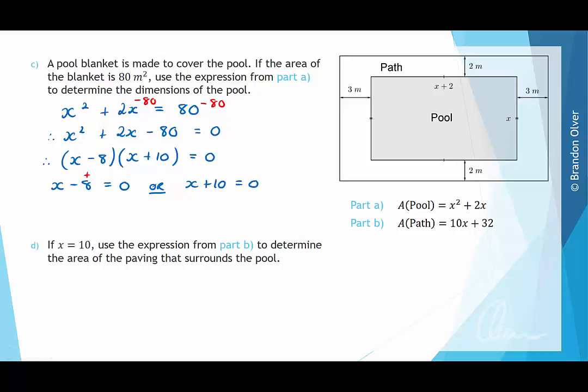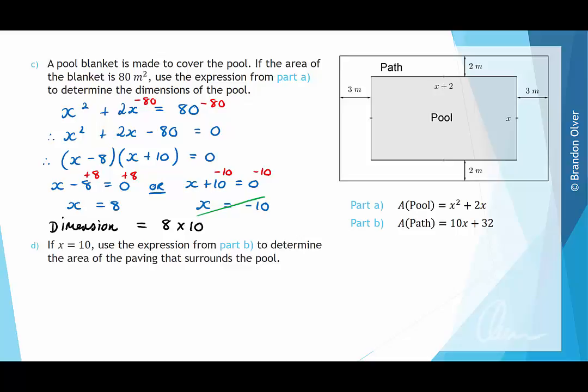We can just add 8 to both sides of the first equation to get x by itself. Therefore, we find x is equal to 8. And for the second equation, we can subtract 10 from both sides to get x by itself. And doing that, we find x is equal to negative 10. However, x equal to negative 10 is outside the domain because x is a length and lengths must be greater than 0. Therefore, if x equals 8, x plus 2 is 10. So the dimensions are 8 by 10.